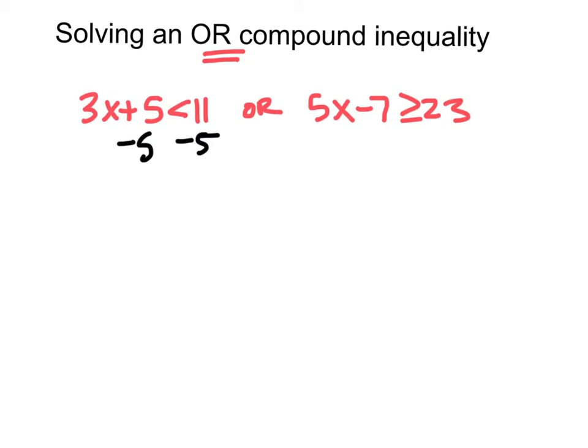All right, so now we have 3x is less than 6. Divide both sides by 3. We don't have to flip the sign because we're dividing by a positive, so x is less than 2.